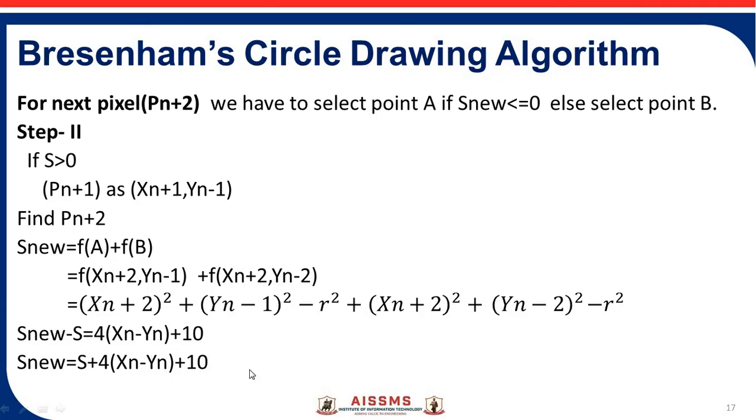Finally, we will get all the vertices of the octant from 90 to 45, all the vertices which are present on the circle boundary, and with the help of the symmetry property we will finally get the complete circle boundary on the screen. Thank you.